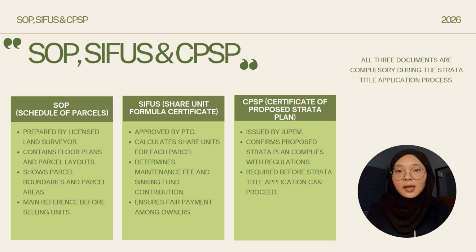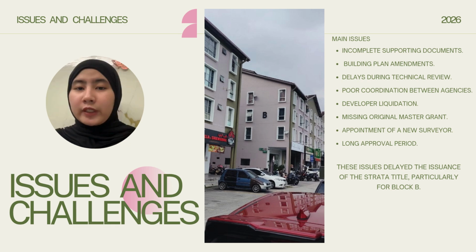These certificates are issued by JUPEM after confirming that the proposed strata plan complies with the technical requirements. Without CPSP, the developer cannot proceed with the strata plan application. Therefore, these three documents are essential to ensure that the application process is complete. Based on our interview, several issues affected the strata title application process.